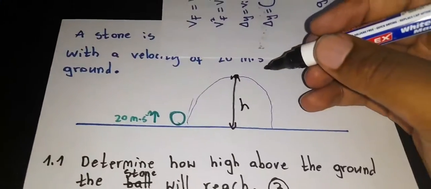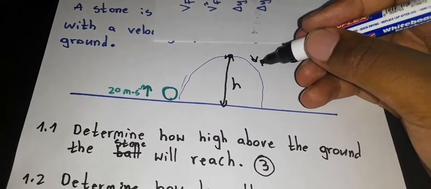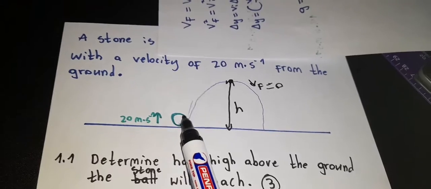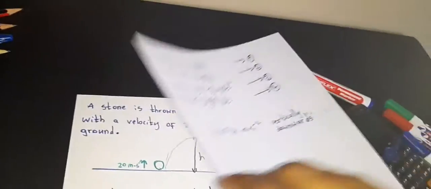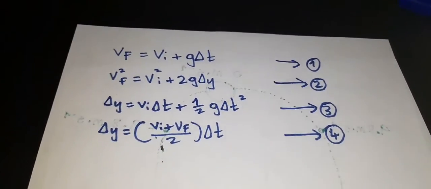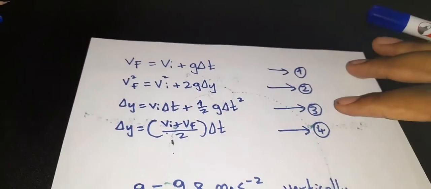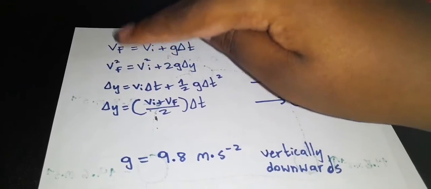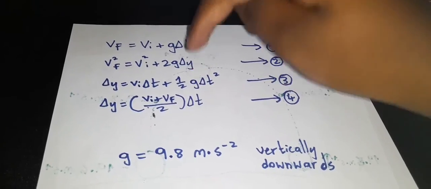Well, we know that the velocity when the stone is at its maximum is 0. So Vf is equal to 0 meters per second. And we're given the initial velocity here, and we know the g. So let's look at the formula that we can use. Can we use the first formula? Nope. We are asked to calculate the height, so the first formula does not have height. Can we use the second formula? Yes, we can use the second formula because we have final velocity, which is 0. We have initial velocity, which is 20 meters per second. We have g, and then all we have to do is solve for change in y.